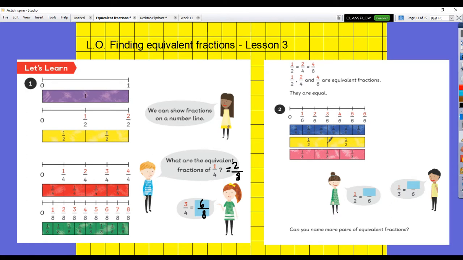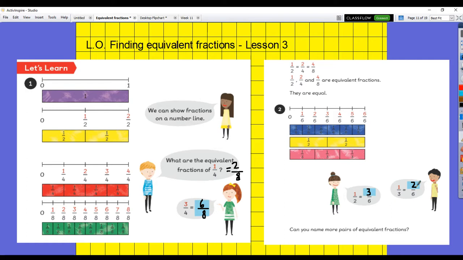That's not equal. So how about up here? Let's have a look at the blue bar. 1, 2, 3. Yep, so we know 1/2 is equivalent to 3/6. Okay, what about 1/3 then? It's not equivalent to a half, but it is equivalent to 2/6. Okay, can you name more pairs of equivalent fractions?